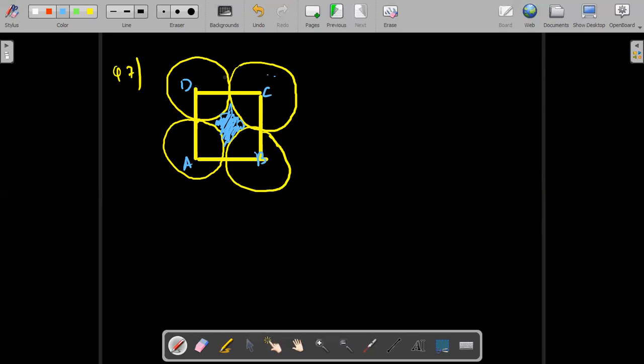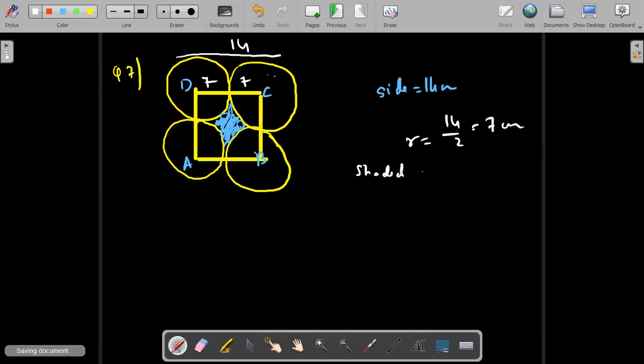The square has a side of 14 centimeters. The side is 14 centimeters, so the radius will obviously be 7, because the total is 14. This 14 is getting divided equally into 2 parts, 7 each. So the radius is half of 14, 7 centimeters. The shaded area is very simple in this case.